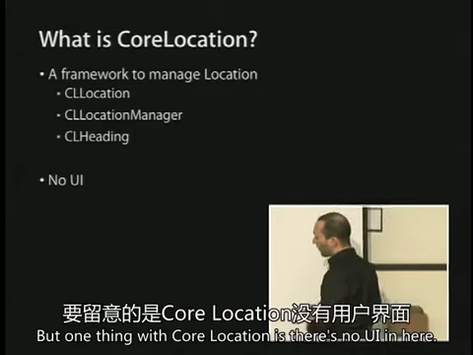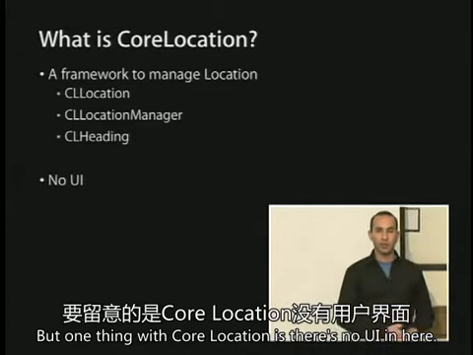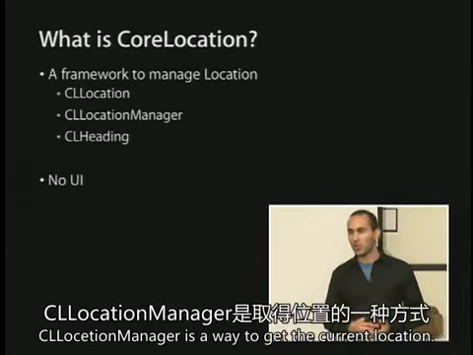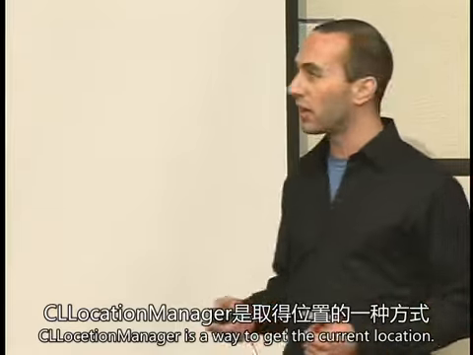But one thing with Core Location is there's no UI in here. This is a data class. CLLocation is a data class for location. CLLocationManager is a way to get the current location.